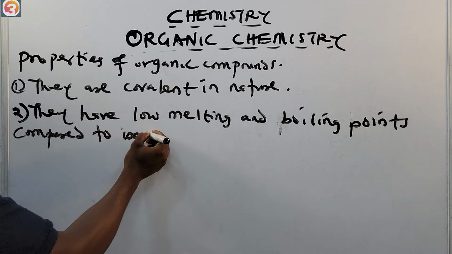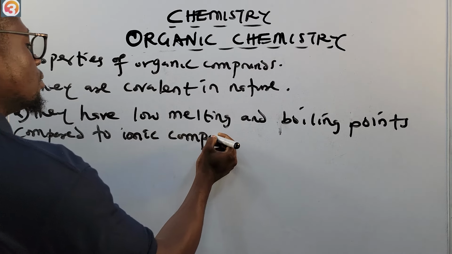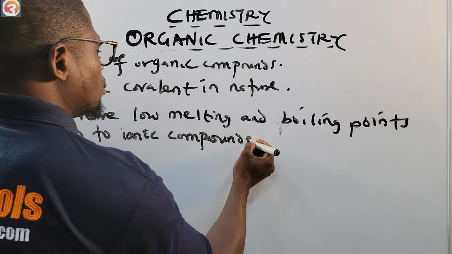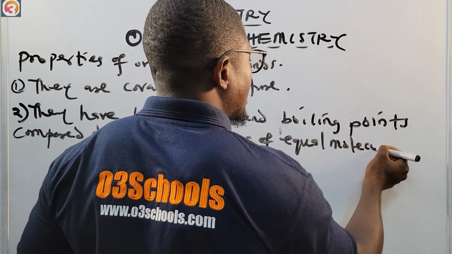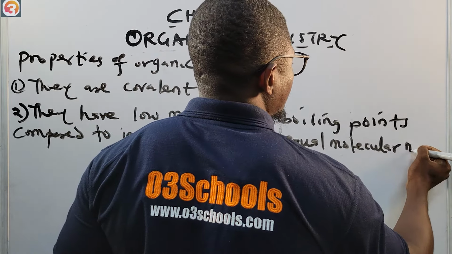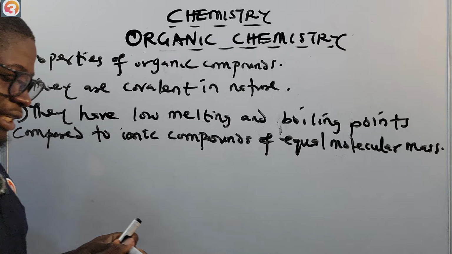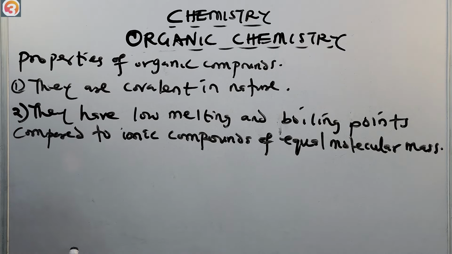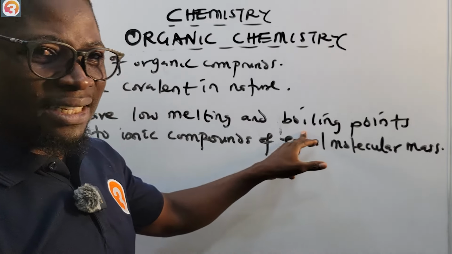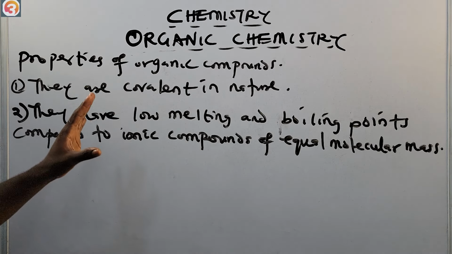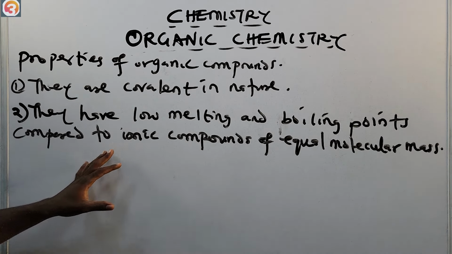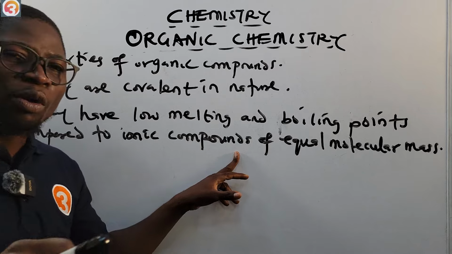Compared to ionic compounds of equal molecular weight or mass. Simple as ABC. So, number two, they have low melting and boiling points. You must know the properties. They are covalent in nature, and they have low melting and boiling points compared to ionic compounds of equal molecular mass.